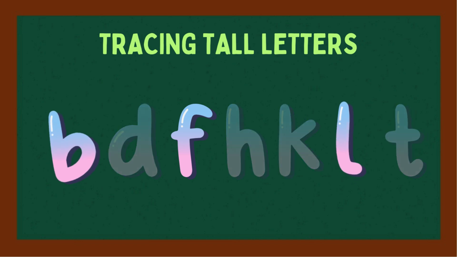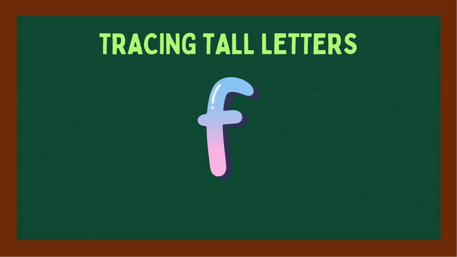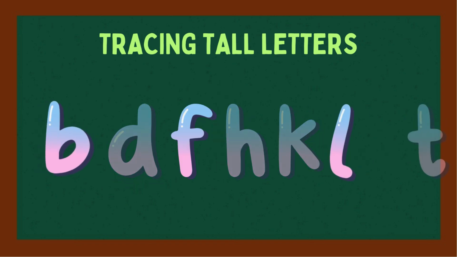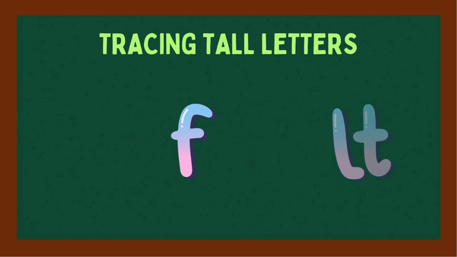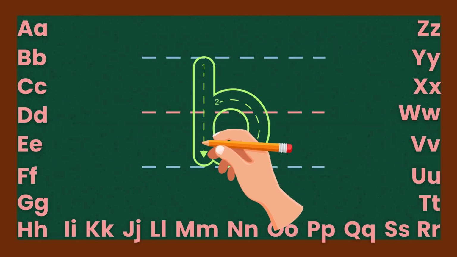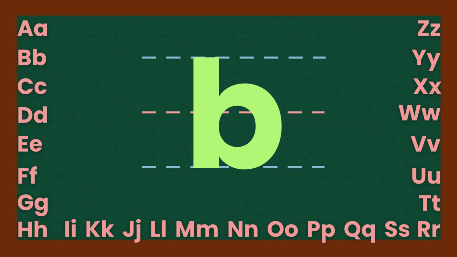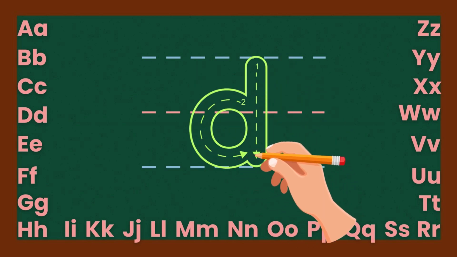Tracing tall letters. Some lowercase letters are tall, like B, D, F, H, K, L, and T. These letters reach up high, so we start from the top and bring them down. B, start with a straight line down, then make a small round loop to the right. D, begin with a small curve, then add a straight line up.